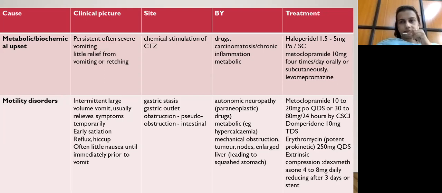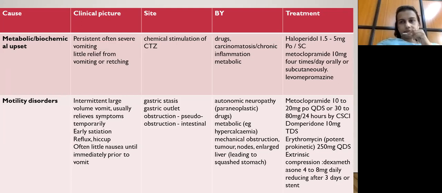And that's the site. And what can cause gastric stasis? It can be an autonomic neuropathy by paraneoplastic syndrome. It can be metabolic causes like hypercalcemia, or mechanical obstruction, like an enlarged liver causing a squashed stomach. So what works for that is a prokinetic. We've got metoclopramide. Again, you can give it orally or as a syringe driver, as a continuous subcutaneous infusion. You can also give domperidone. The good thing is it doesn't cross the blood-brain barrier, so it doesn't cause extrapyramidal side effects. But the disadvantage is only oral preparations are available, so you can't give it by the subcut route.